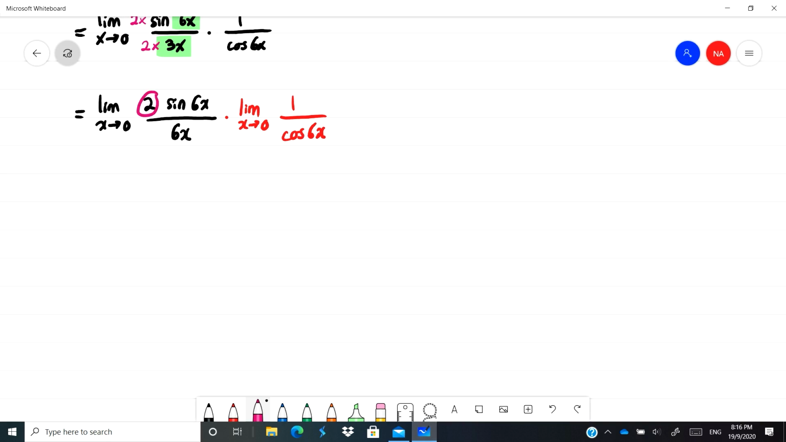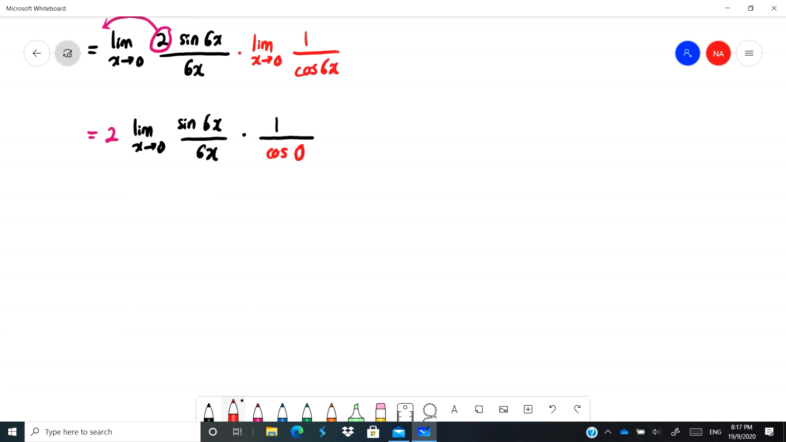Again, we can take out these 2. All right, so put it in front here. So it will be something like 2 times the limit as x approaching 0 of sine 6x over 6x. For the other part, you can simply substitute the value of x as 0, because if you try to substitute x equals 0, cos 6 multiplied by 0, so cos 0 is 1. Please take note that cos 0 is 1, not 0.